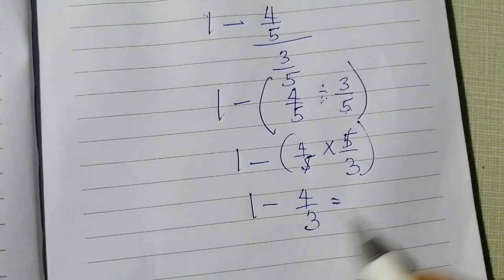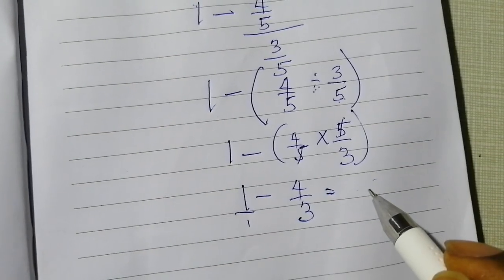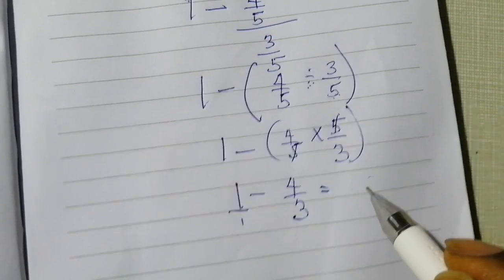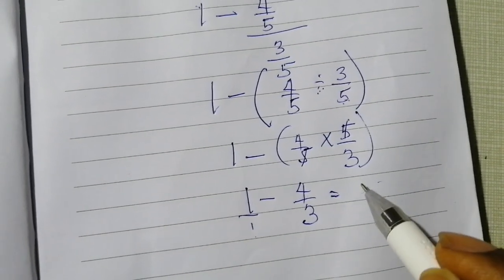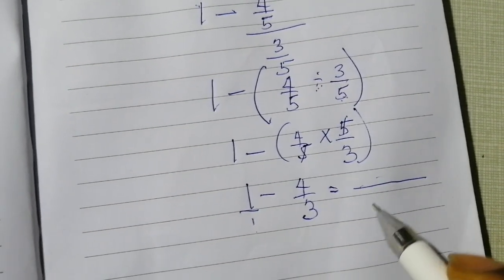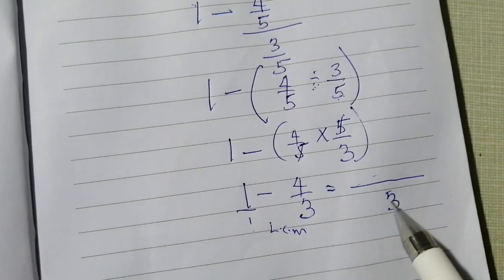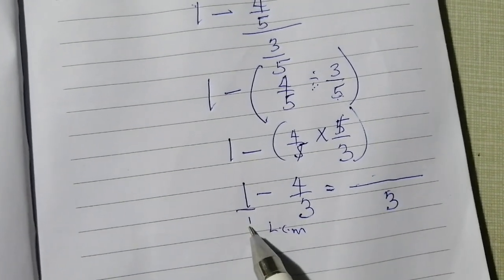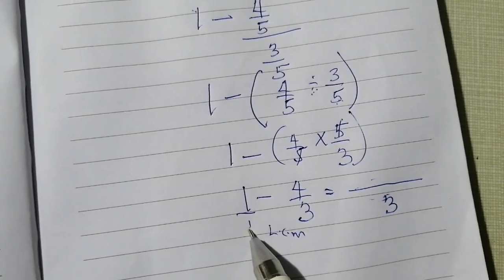So you can find the LCM here. This is over 1, and 1 over 1 is 1. So you now have your LCM. Your LCM is 3. So this one is 3 divided by 1, which will give you 3.